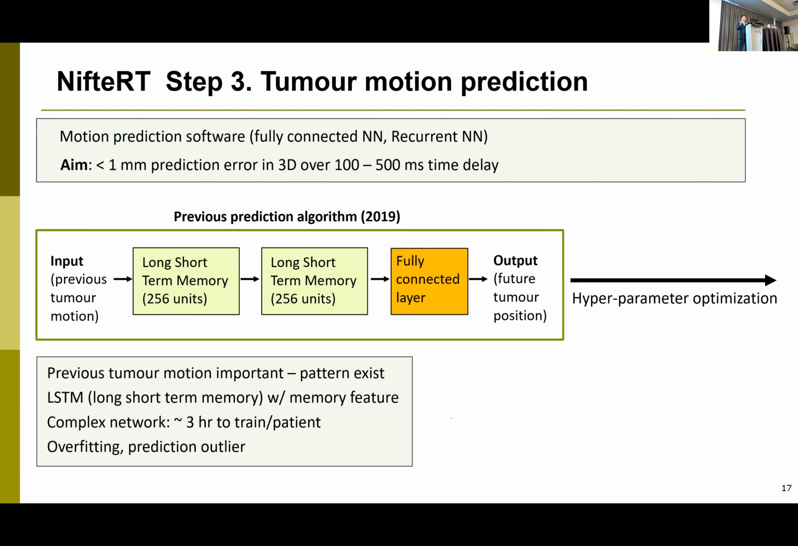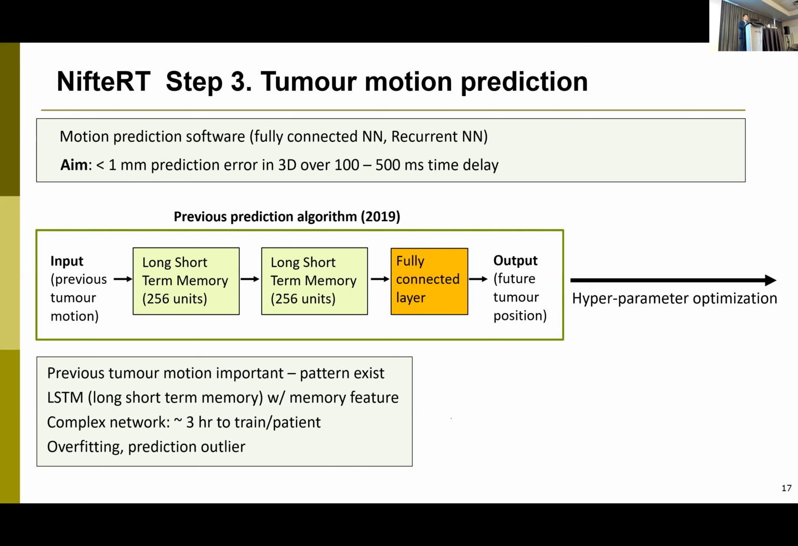And this was, I think, the era before the deep learning neural networks. It was like 10, 15 years ago already. And then these days I'm using recurrent neural networks. The aim here is to have less than 1 millimeter prediction error in 3D tumor motion over a possible time delay in NIFT-TRT, anywhere between 100 to 500 milliseconds range.